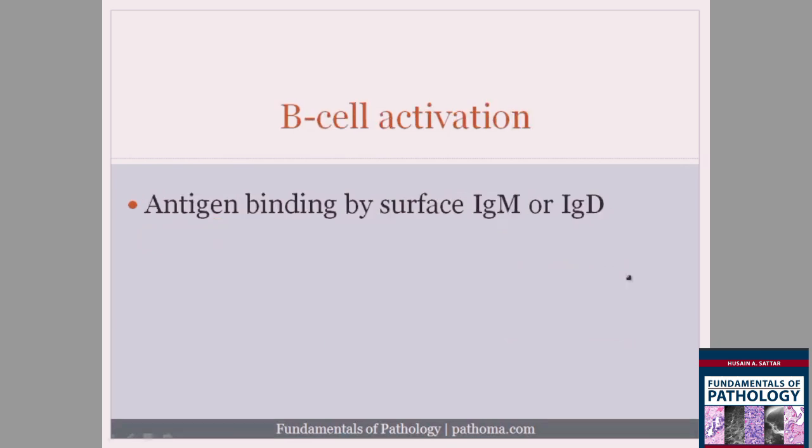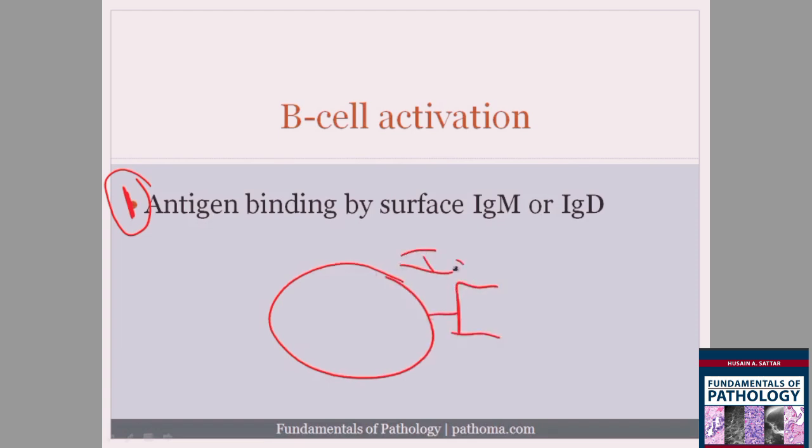Now, how do B cells get activated? There are two ways. The first way by which B cells get activated is antigen binds the IgM or IgD. So for example, this is a B cell. It's got a surface receptor. Let's say that this surface receptor is actually IgM. All right, an antigen comes, it binds the surface IgM, that sends a signal to the B cell, and this B cell will then become a plasma cell, an IgM secreting plasma cell. So that's one way by which B cells can become activated.